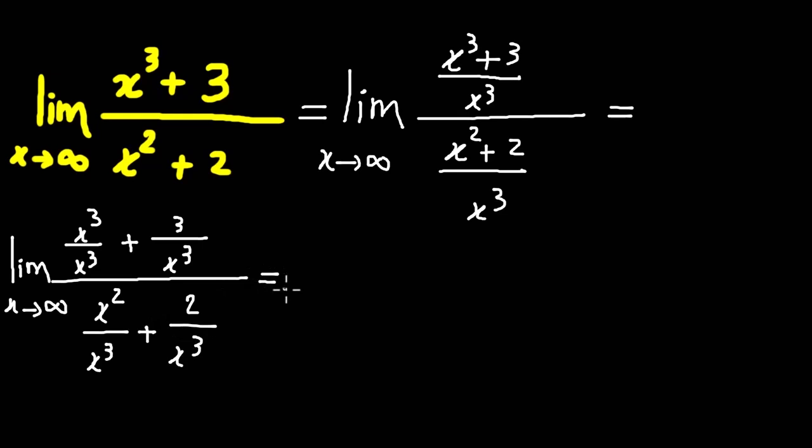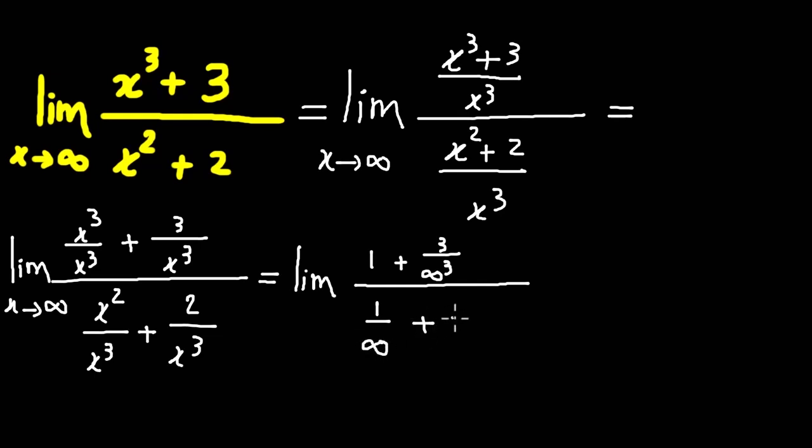In step 2, we need to substitute infinity into the expression. So we have 1 plus 3 over infinity to the third power, over 1 over infinity plus 2 over infinity to the third power.